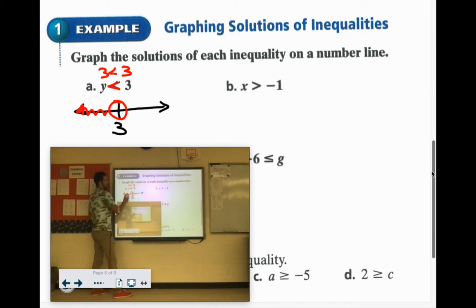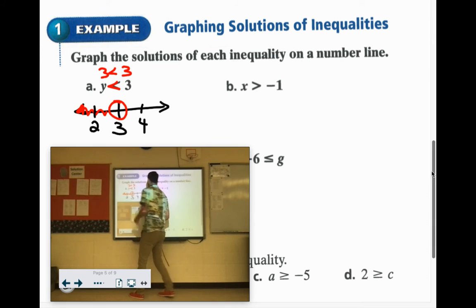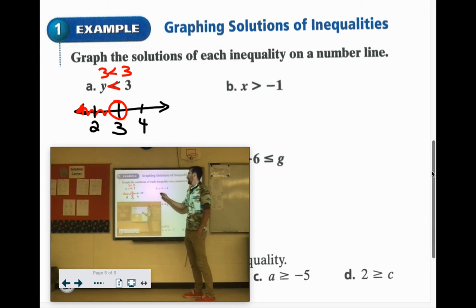But if you are a person that likes to have more numbers on your number line, you certainly can put as many as you like. And then it might be easier for you to think, oh, well, which ones are less than 3? 2 is less than 3. Okay, that works.